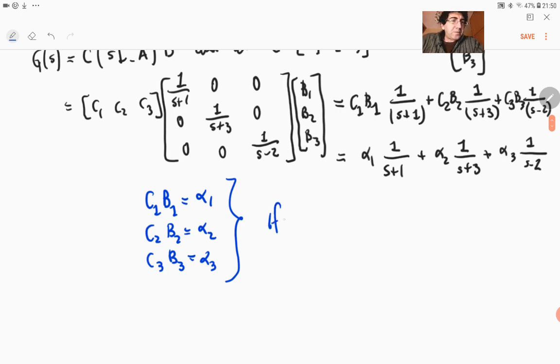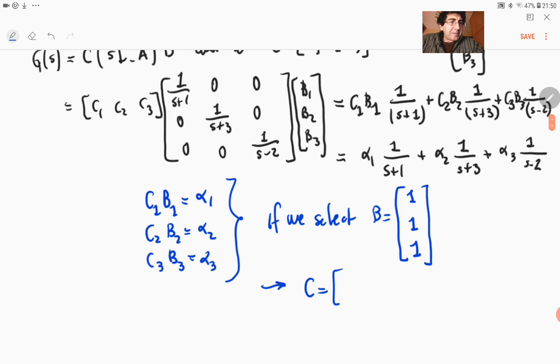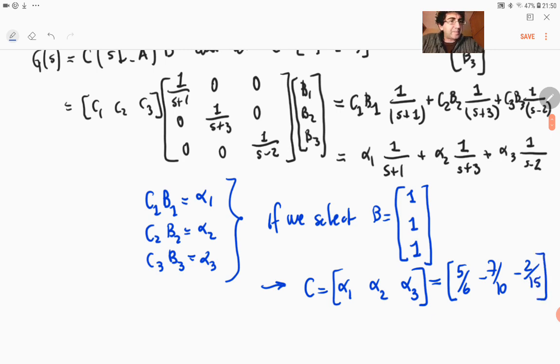So if we make a particular selection for B, for example, if we select it to be composed of all ones, what this will result in is that C will be given by the alpha values. And that's going to be, for our example, 5/6 for the first entry, minus 7/10, and minus 2/15 in our example.